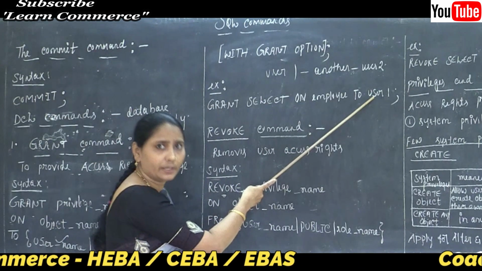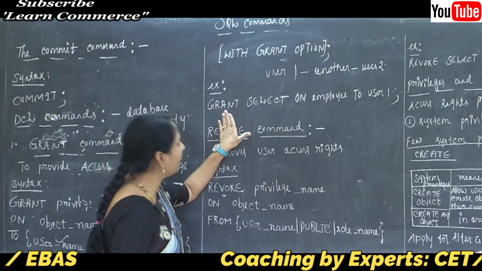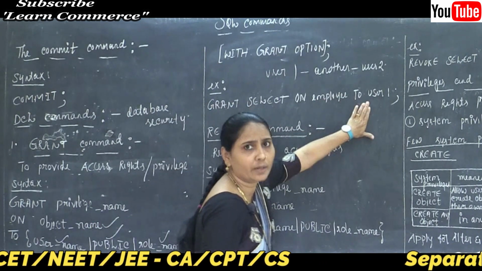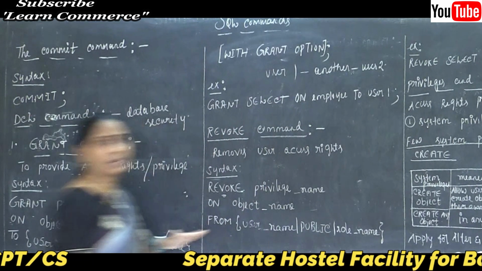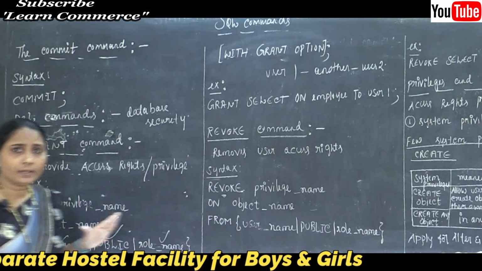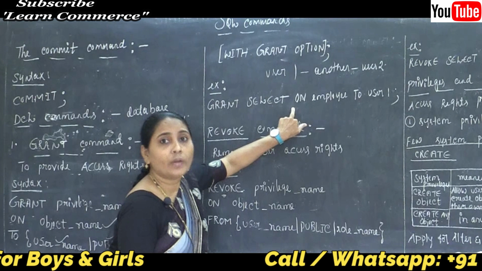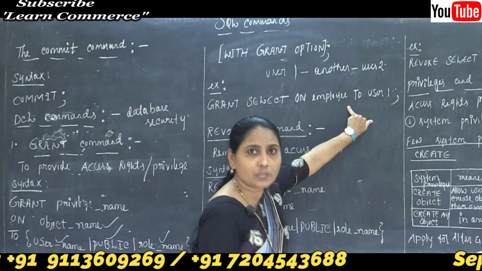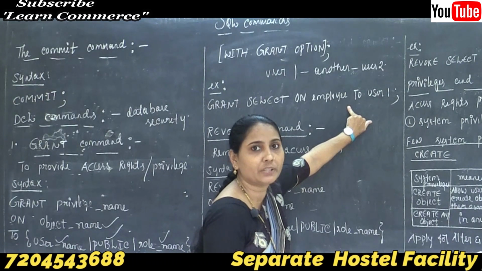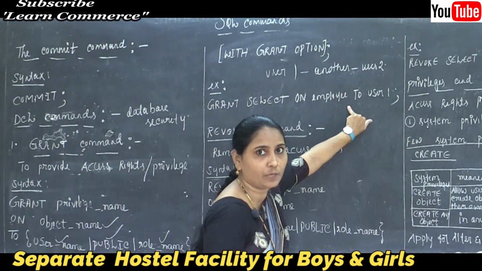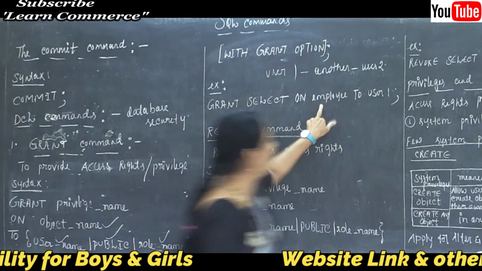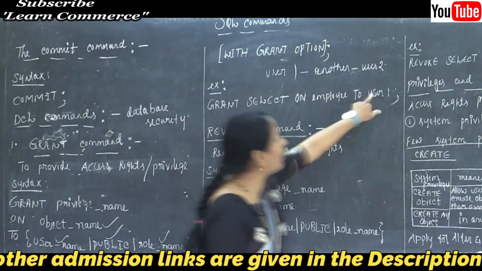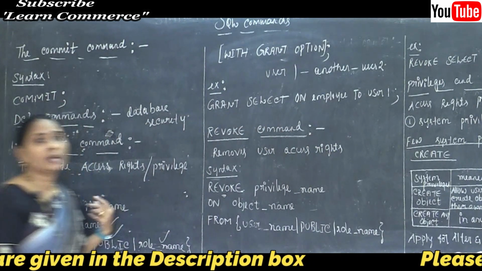So I just completed: grant select on employee to user 1; What's the meaning of this command? This command grants the select permission on the employee table to user 1. To user 1 it is providing the permission, and the permission is select. He can select anything from the table. The table name is employee, the permission is given to the user, and the name of the user is user 1.